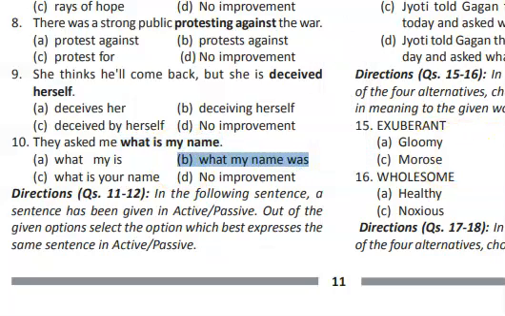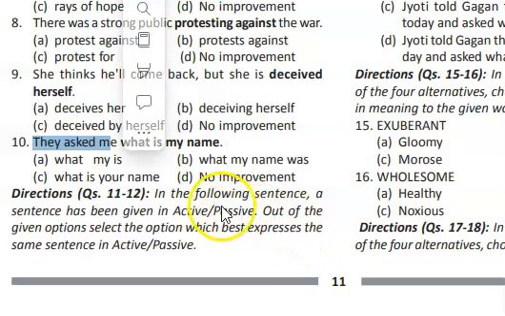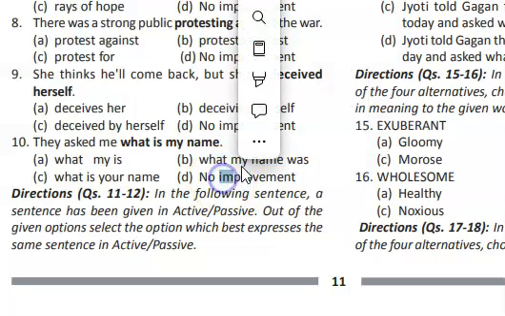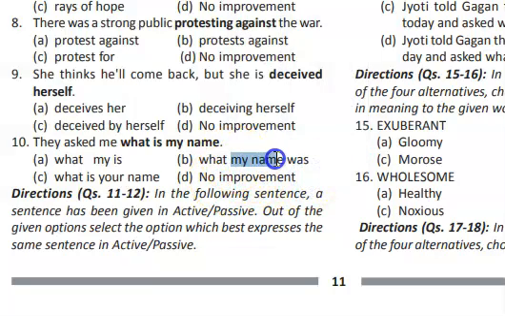Now the question is why. Why is this correct? Because asked me is the main clause, which is in the past tense. So when a subordinate clause comes after the main clause, it should be in the past as well. So here it should be was. And another point, the subject should be followed by the verb.